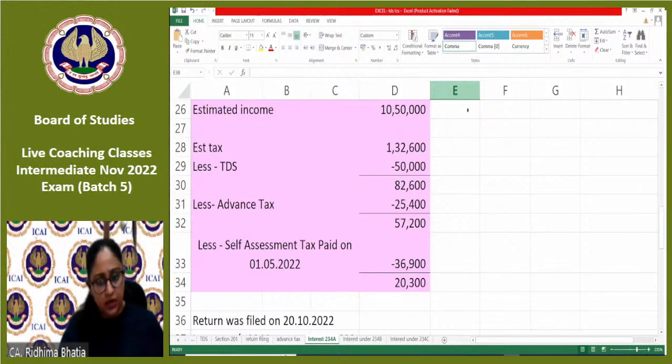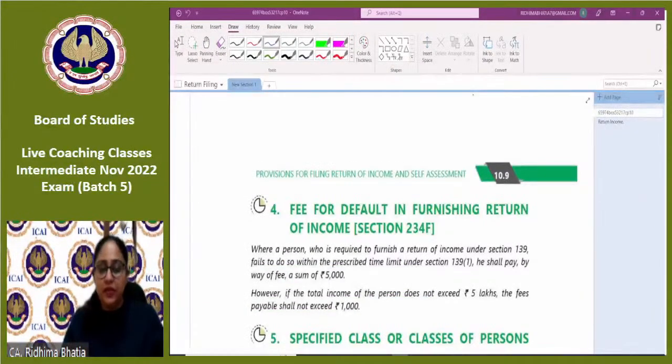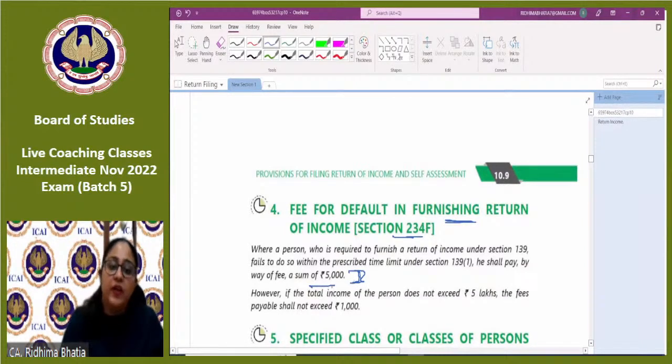Next, interest will be charged, and along with it a fee would also be applicable. One is interest, another is fee. Fee for default in furnishing return of income. So the fee is fixed. The fee would be 5,000. Where a person required to furnish a return of income under Section 139 fails to do so within the prescribed time limit under Section 139(1), he shall pay by way of fee a sum of 5,000. So the moment you file a late return, you have to pay 5,000.